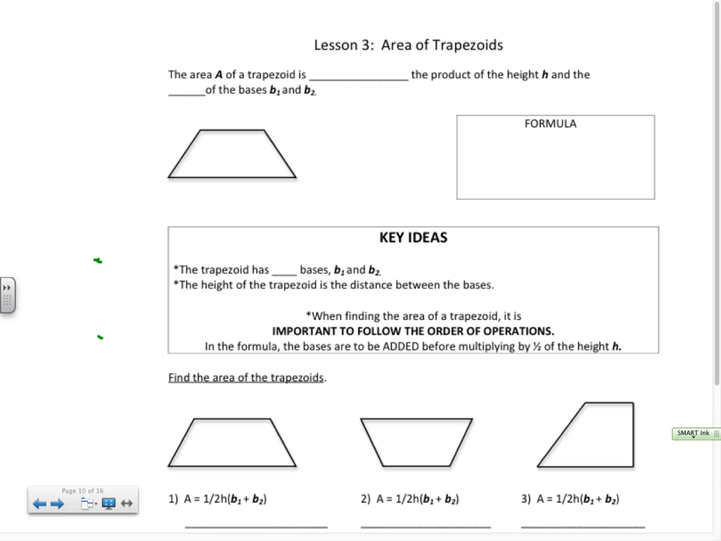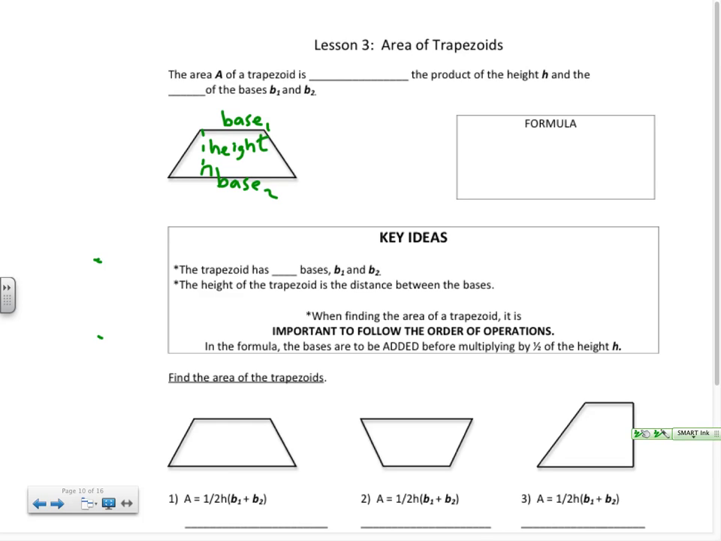Actually, let's look at the labels of the dimensions. We call this base 1, and the 1 goes a little bit below, and this is base 2, that side of the trapezoid. Height is perpendicular, just like our triangle and parallelogram. So we have to understand where the dimensions are before we start using the formula.